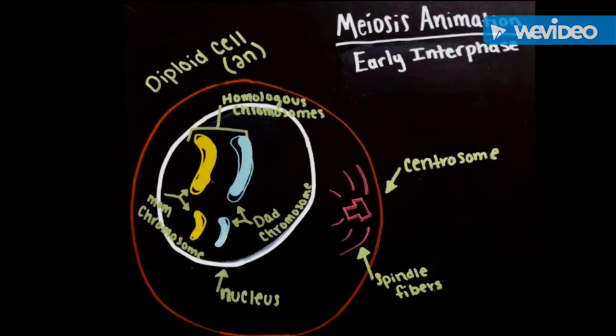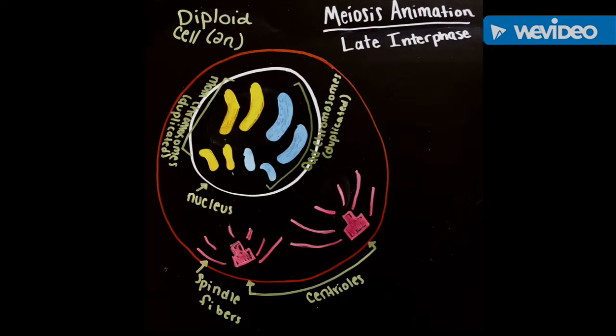During early interphase, nothing out of the ordinary is happening. The cell is performing its function, and the diploid number of chromosomes are present in the nucleus. However, as the cell transitions into late interphase, everything in the cell duplicates.